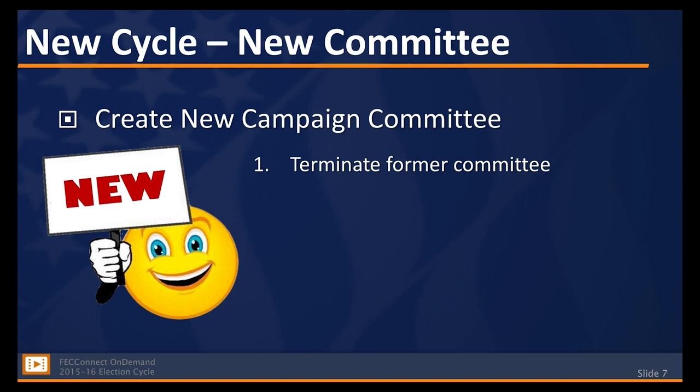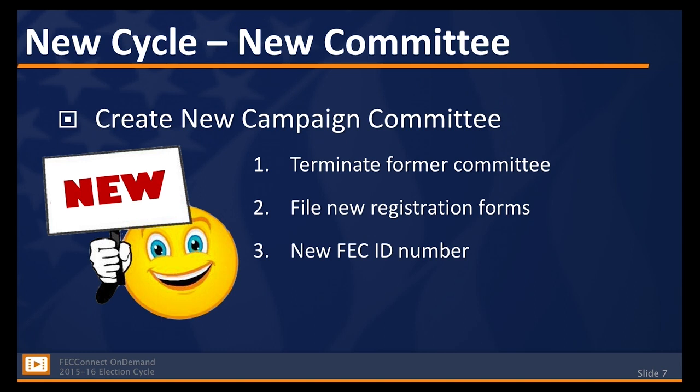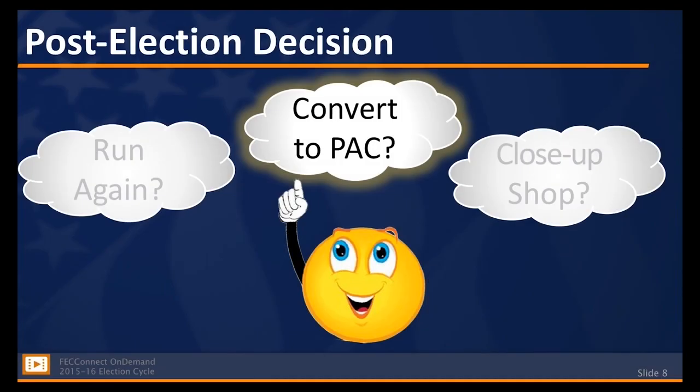Once you raise or spend more than $5,000, the candidate will file a new FEC Form 2 designating a new principal campaign committee. The committee treasurer will file a new FEC Form 1 to register the committee. Upon receipt, the Commission will assign the committee a new FEC ID number, and you'll begin reporting your new campaign's activity. If you've decided not to run again, but want to stay involved in federal elections, you may want to convert your campaign committee into a federal PAC.